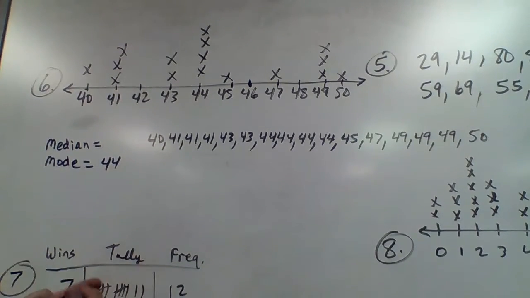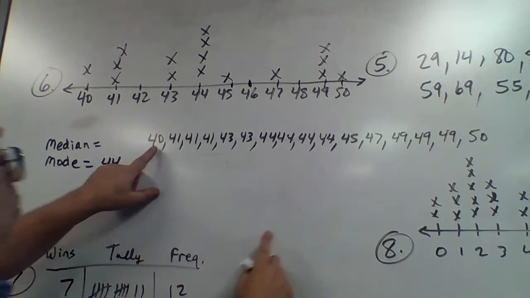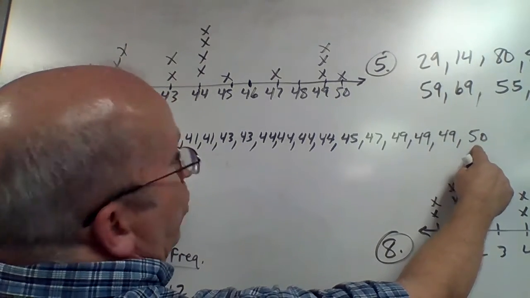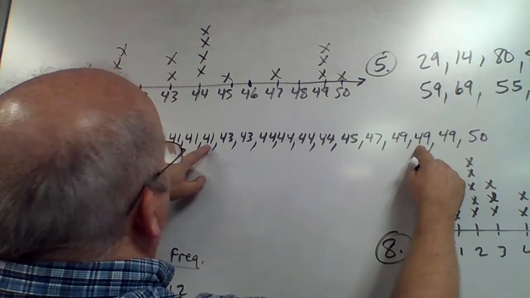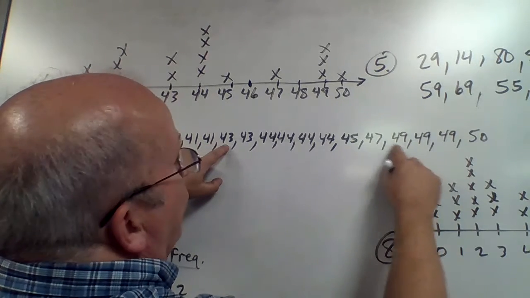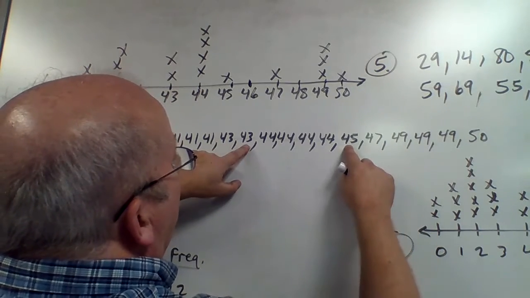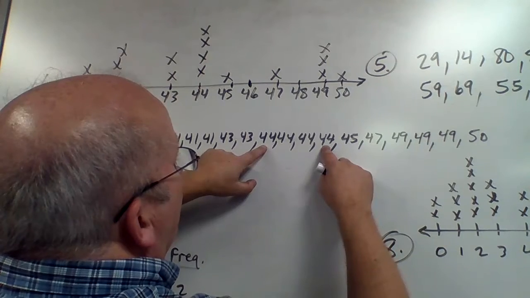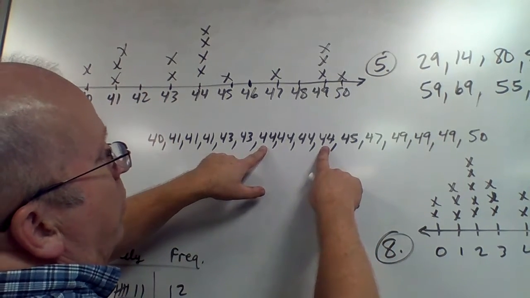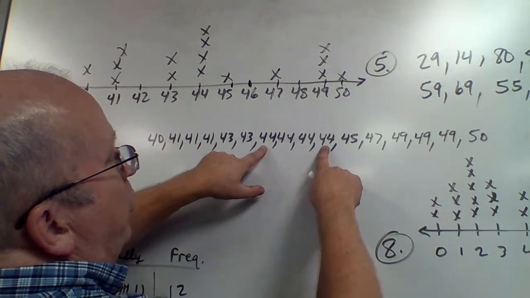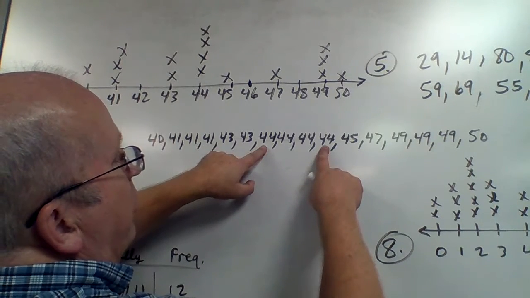Now we're going to start counting from both ends like I did before, because we're trying to find the median. 40 and 50, 41 and 49, 41 and 49, 41 and 49, 43 and 47, 43 and 45, 44 and 44. Uh-oh, you notice something? We have 2 middle numbers. What do you do when you have 2 middle numbers like this?